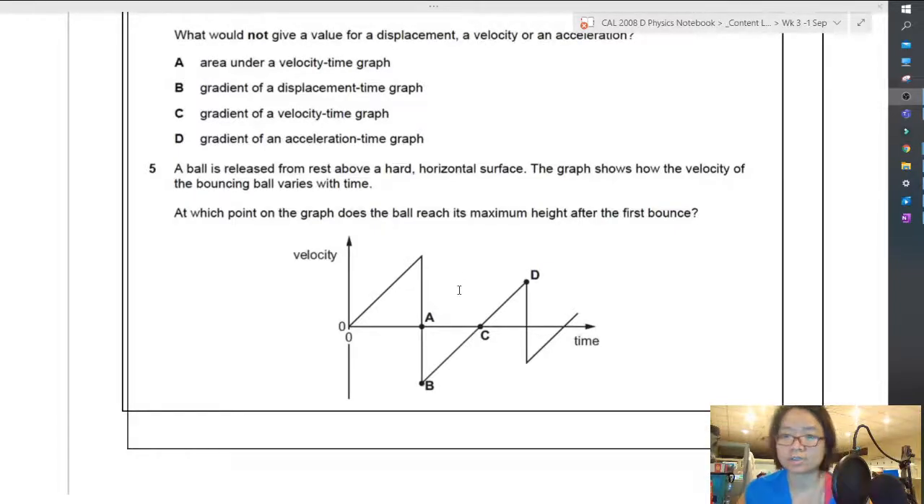As you can see, this is not an unfamiliar graph, hopefully, by this point. Okay, you have a ball released from rest above a hard horizontal surface. The graph shows how the velocity of the bouncing ball varies with time. At which point on the graph does the ball reach its maximum height after each bounce?